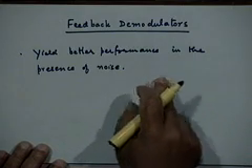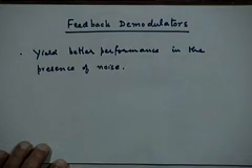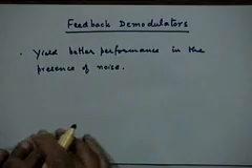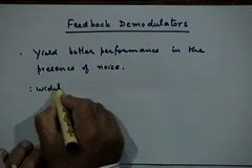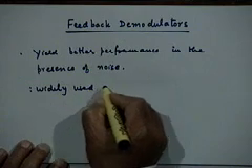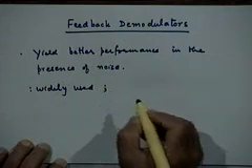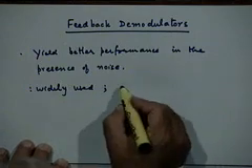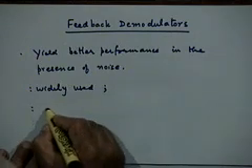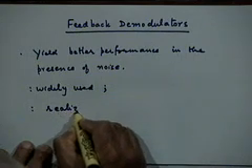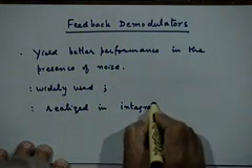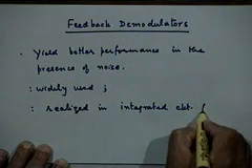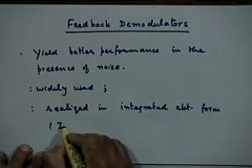And one of the advantages of going for feedback demodulators is that they can extend the threshold, they can lower the threshold for us. So that's one of the reasons, and therefore feedback demodulators are widely used. And the second advantage of these feedback demodulators is that they can be easily realized in integrated circuit form, in the form of ICs.